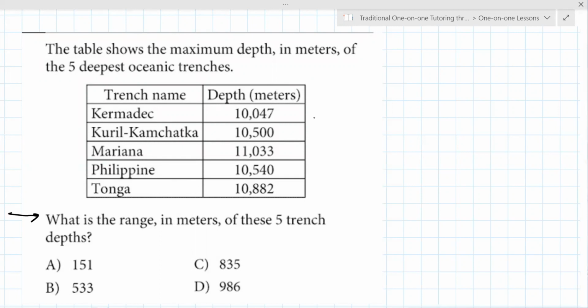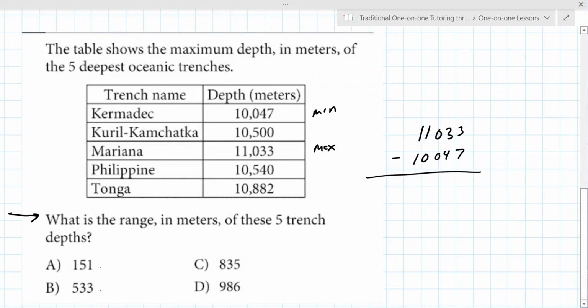Okay, the max is Mariana. Okay. And the min is Kermadec. Now let's see if we can do this without a calculator, just looking at the two numbers, 11,033 and 10,047. Can you rule out any of the answers immediately? Like 151, 533, 835, 986. Really what I'm asking you to do is to estimate here what the answer is approximately.